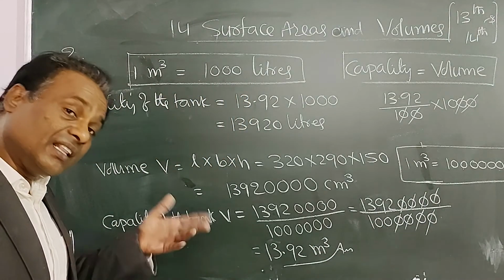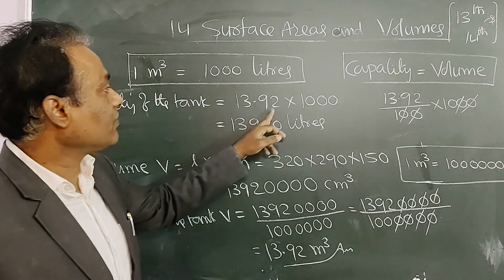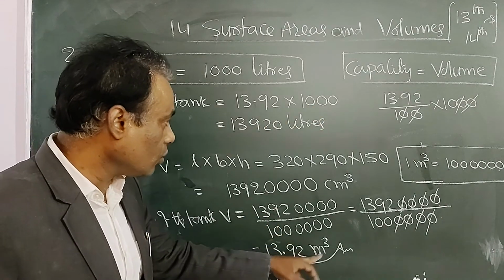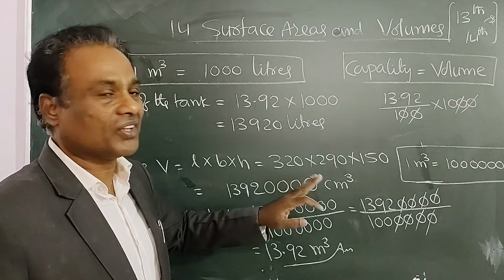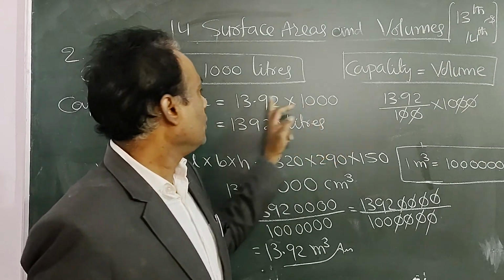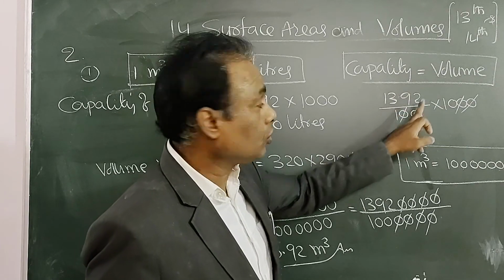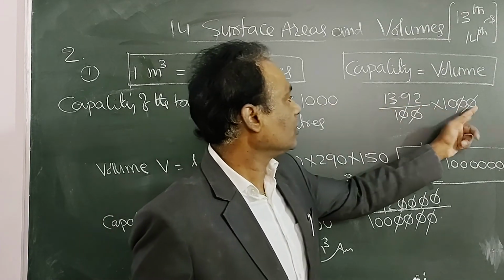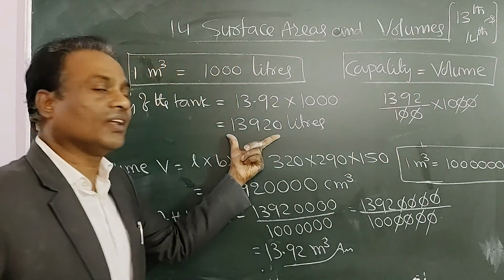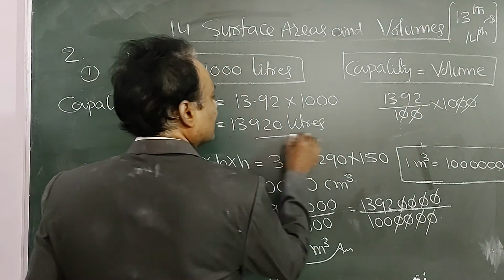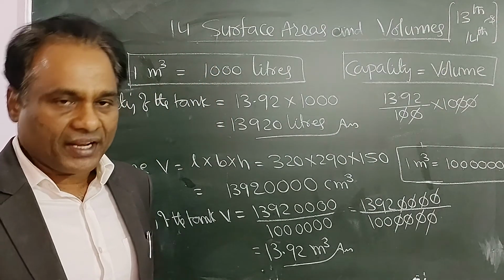But again, in that same question, the answer is asked in liters also. So multiply with 1000 to convert the meter cube answer into liters. You know how to multiply these two. First remove the decimal, there are 2 digits after the decimal. Into 1000, zeros cancel, 1392 into 10, 13,920 liters. This is the answer.